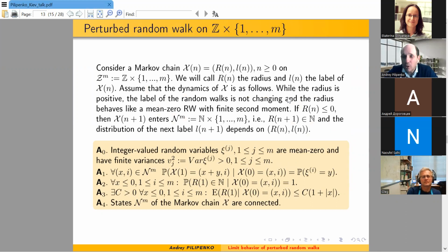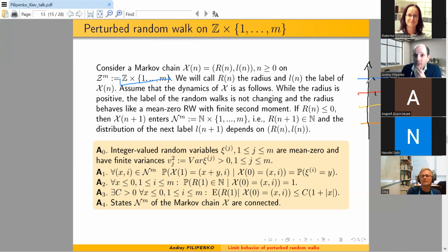Okay, now let me explain the model. The model of a multi-dimensional random walk on this set. So I have a few lines. I have a point zero. If you are here, then increments are independent, identically distributed random variables. For example, if this is the first line, then the distribution is Xi1. If you are here, then the jump is Xi2, Xi3, and so on and so forth.